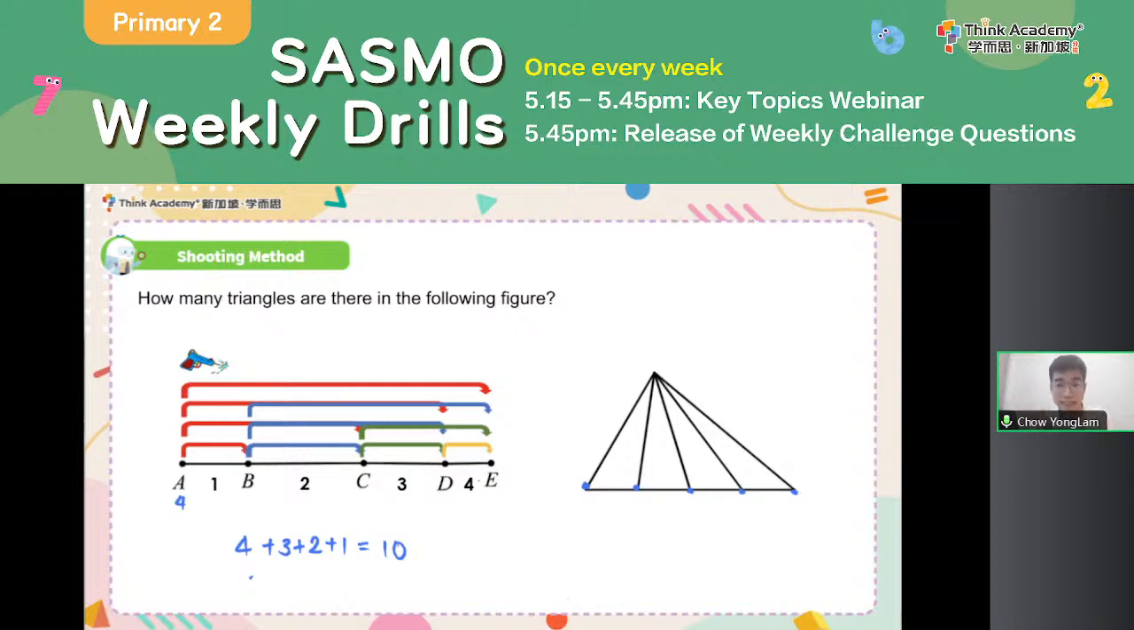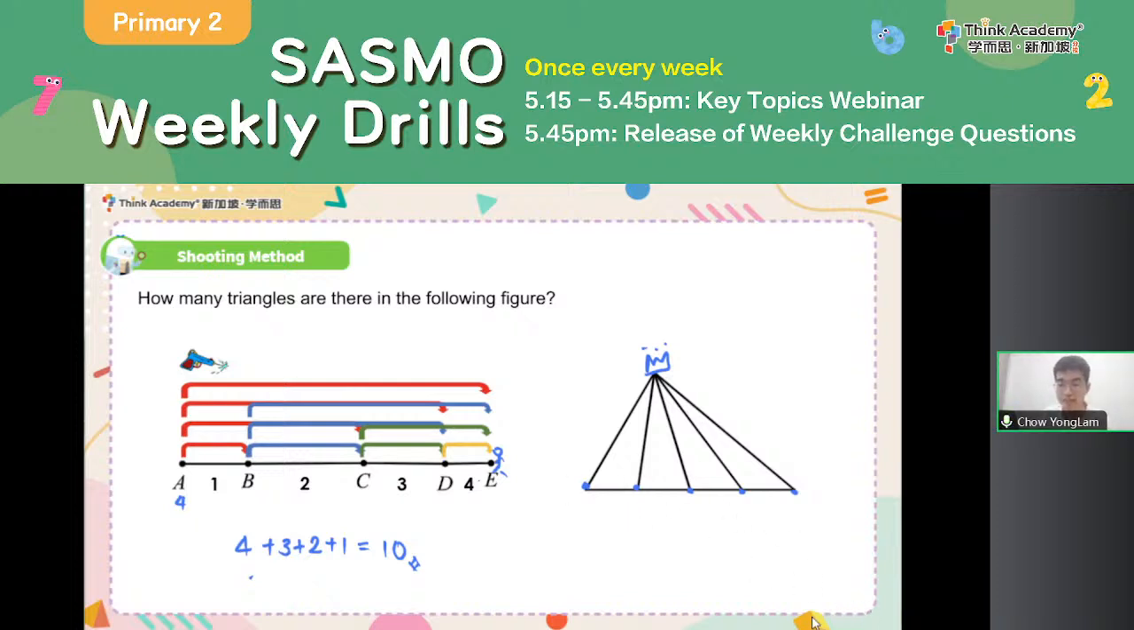Okay, I can just stop at D because once I stand at E, E is already at the far right and I cannot shoot any further. So with that, I've gotten my answer. There are 10 triangles. This shooting method works because all the line segments, if I choose two ending points, they shoot up to the same vertex on top, right? So the number of triangles is just equal to the number of line segments at the bottom.